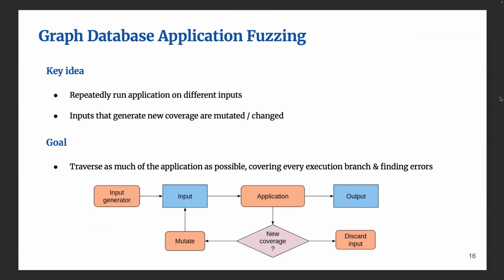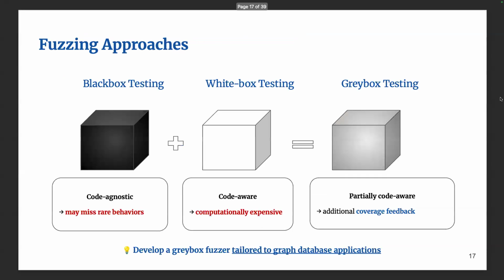The key idea that we're going to use with this graph database application fuzzing is that we're going to repeatedly run the application on different inputs. We're going to record the coverage, and the inputs that generate new coverage are going to be mutated because they are interesting. Then they're going to be refed into what is called a fuzzing loop. And we're going to continue this with the aim of traversing as much of the application as possible and covering every execution branch and finding errors while we do so.